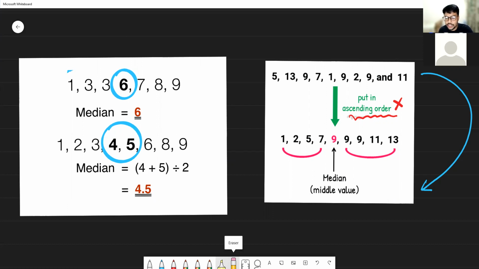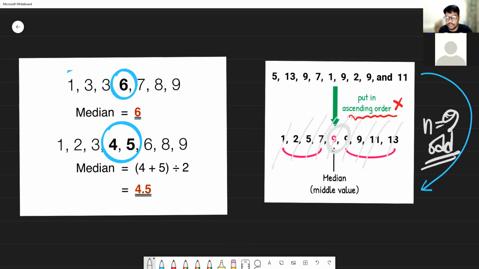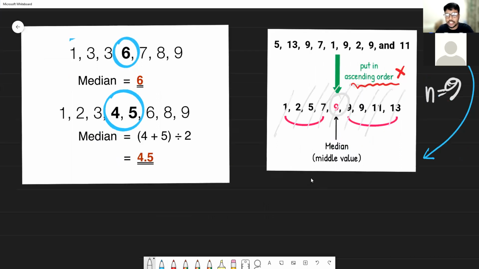Now after doing the ascending or descending order, there is total data 1, 2, 3, 4, 5, 6, 7, 8, 9. That means n equals 9. 9 is an odd number. That's why we can easily find the middle position number. Clear? Yeah. So in terms of median, what will be our first task?